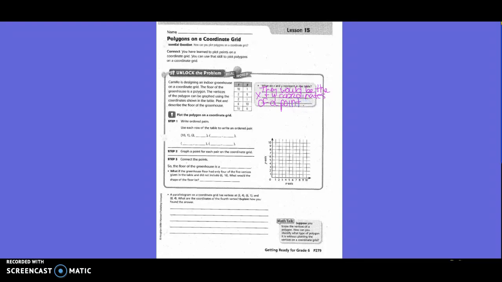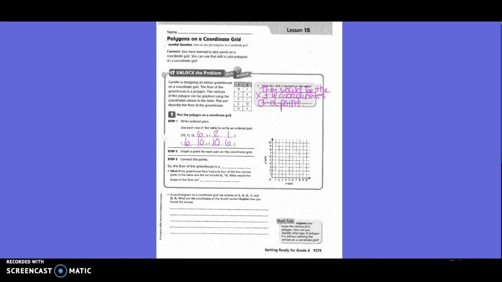Plot the polygon on a coordinate grid. Write ordered pairs. Use each row of the table to write an ordered pair. So they already did 10, 1. It'd be 2, 6. What would be the next one? 2, 1. Next one. 6, 10. Next one. 10, 6. So then they want us to graph each one.